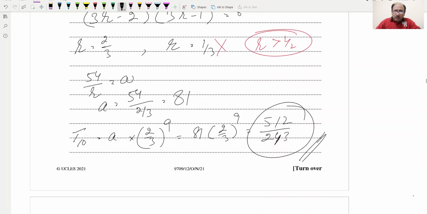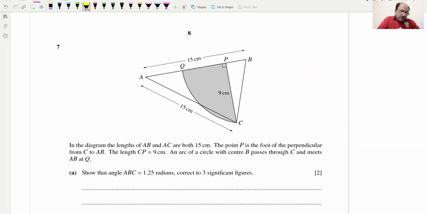Hopefully you are understanding. Question number 7, diagram is provided. In the diagram, lengths AB and AC are both 15. This is 15, this is 15. The point P, which is this one, is the foot of the perpendicular from C to AB. This one is the perpendicular, and then the length CP is equal to 9. This is 9.